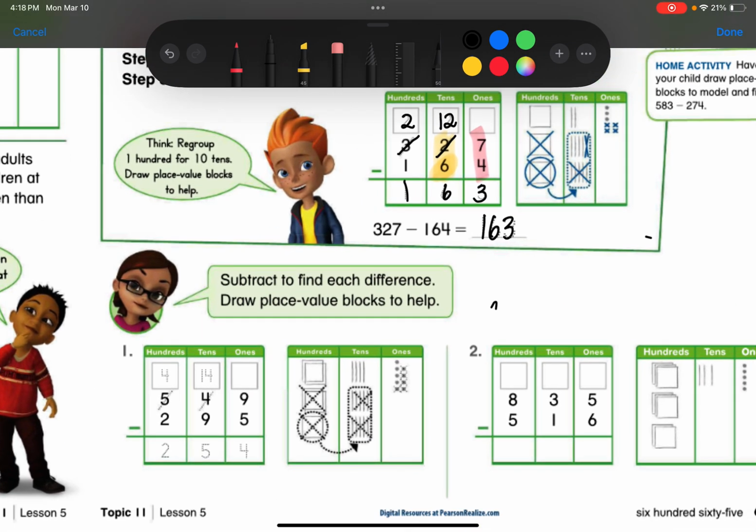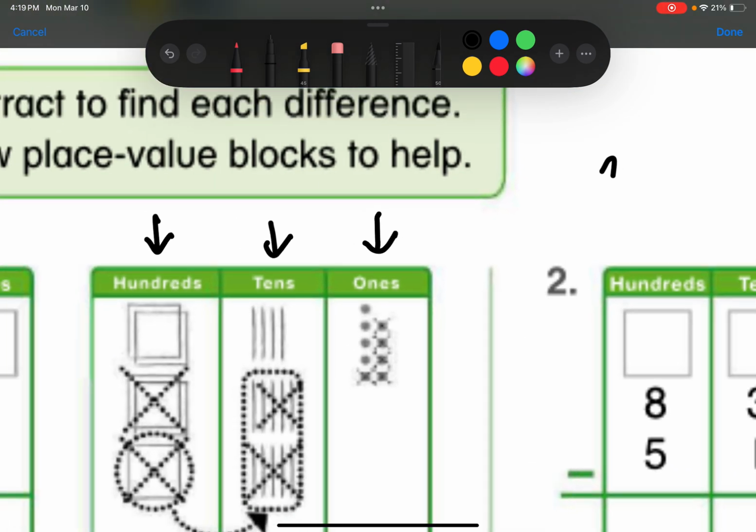Subtract to find each difference. We're going to draw place value blocks to help. So we are doing 542 minus 295. The first thing that they did over here on the right-hand side is they drew 542. So right here, there is 5 hundreds, there is 4 tens, and then there are 2 ones. We are going to start in that ones place. Here you can see that they were able to cross off 5.